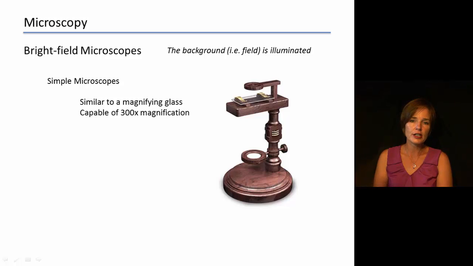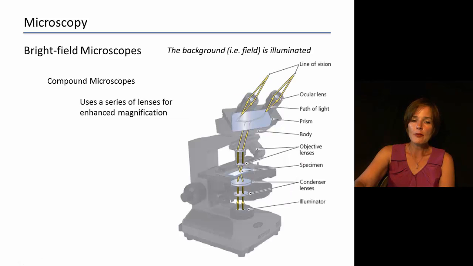So we can see one here. This is basically what Leeuwenhoek would have been using when he did examine the first microbes under a microscope. It was more like this that we see right here. If we look at more elaborate microscopes, the compound microscope is really the next step up.